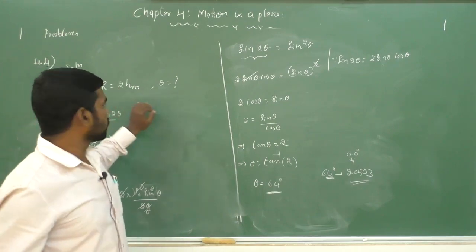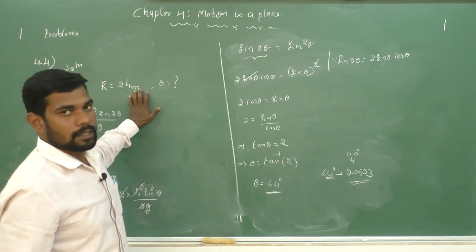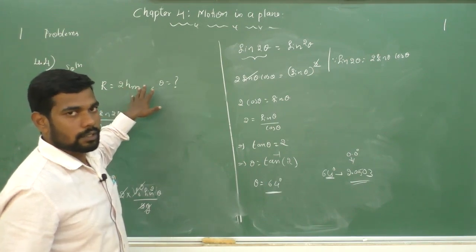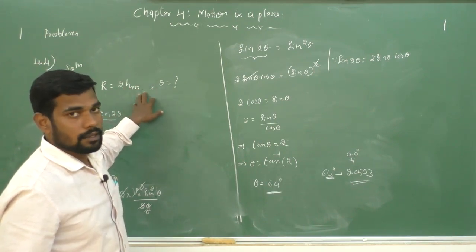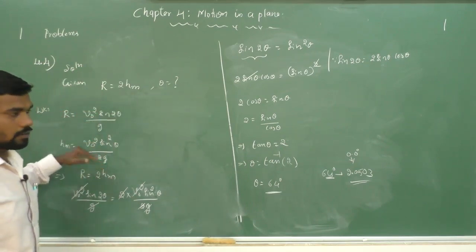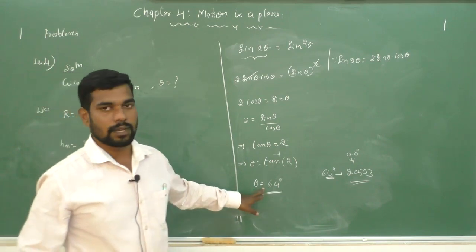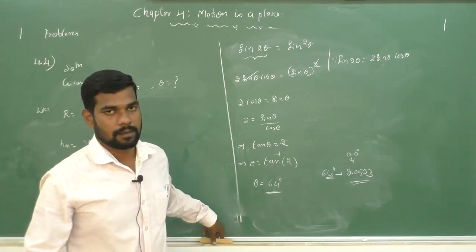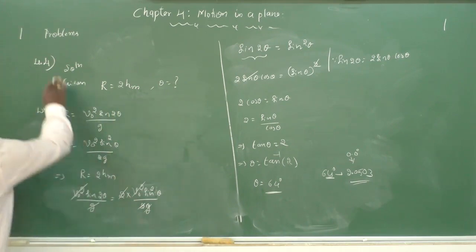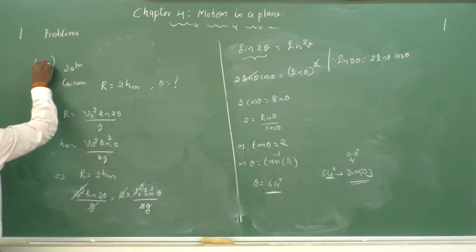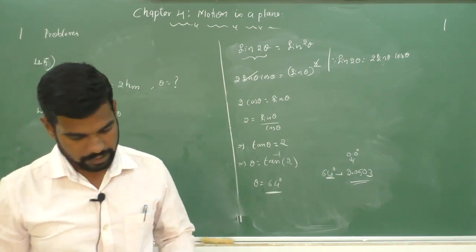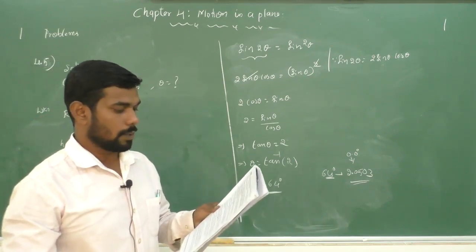What have they given? R is equal to 2 hm. Range is equal to 2 times the maximum height in the vertical direction, 2 hm. So substitute R value and hm value, and simplify. So we get the theta value, that one is 64 degree. This one is problem number 4.5 in your chapter.